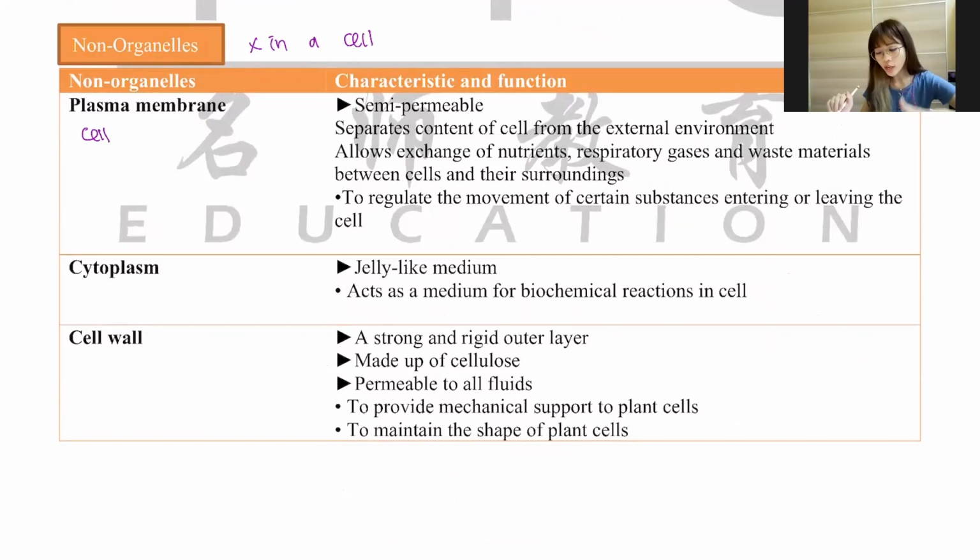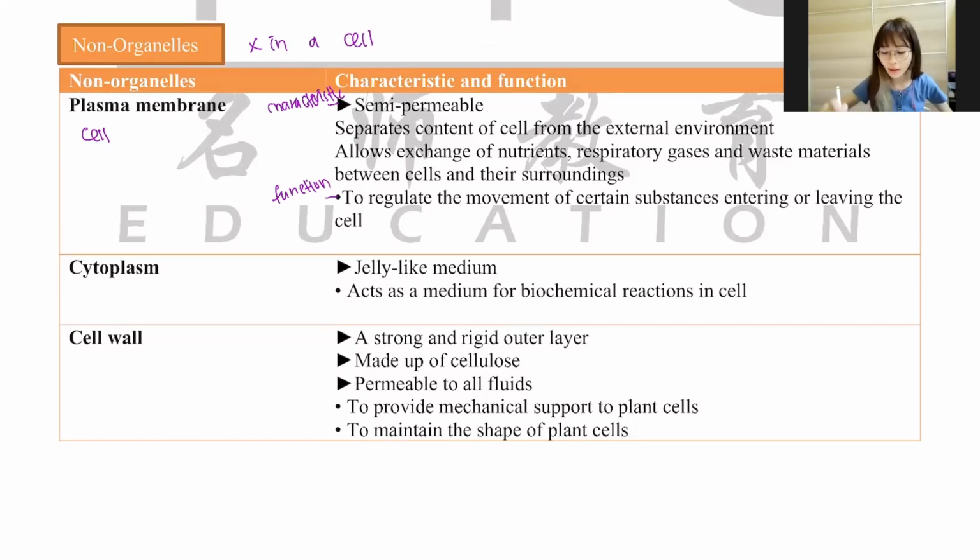Okay, guys, whenever you look at these notes that I prepared, can you see there are these two symbols? One is a triangular shape, one is a dot shape. The triangular shape is actually the characteristic, and the dot is actually the function. Not all organelles you have to know the characteristic of, but you have to know the function, okay?